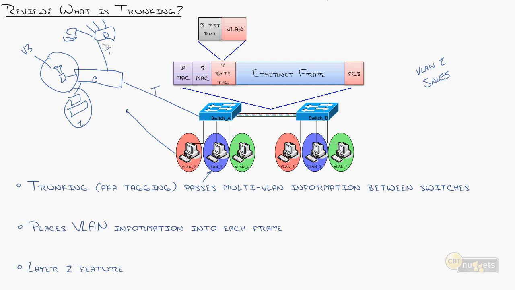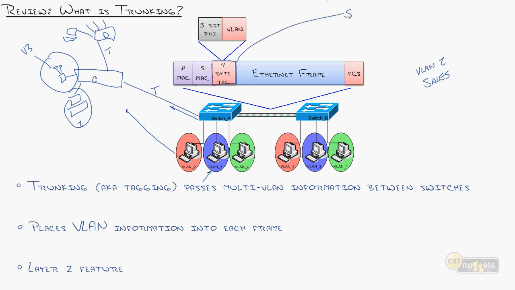Now what trunking does is tag. Remember I said in the last nugget, a better word for it is tagging. Tag each packet that's sent across the wire, across those links that connect the switches, with this special little 4-byte field. Now, there are two forms of trunking.